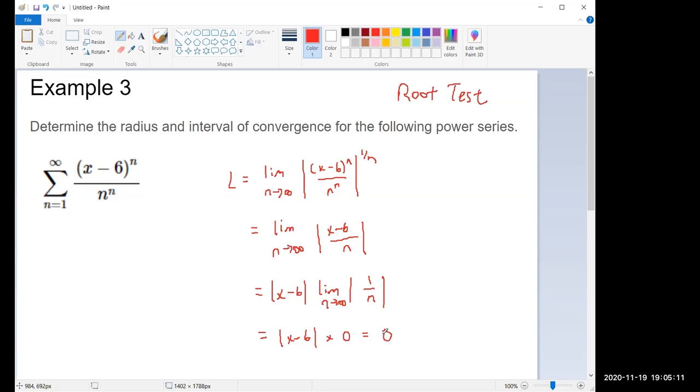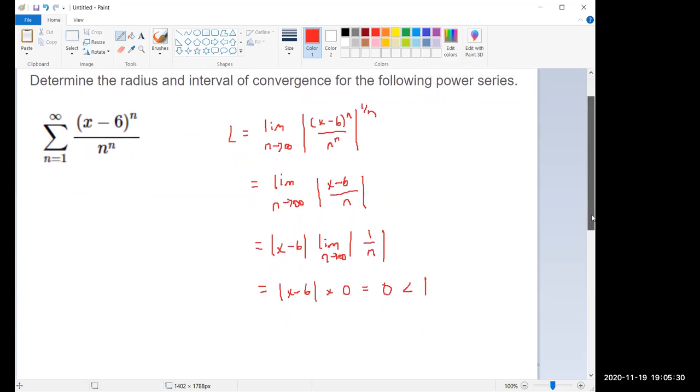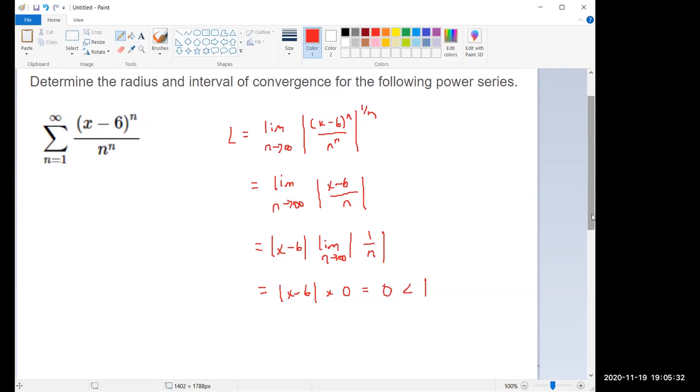So recall that the root test has the same conclusion as the ratio test, which means to find the interval of convergence, you do the same thing. You have to set it less than 1. So less than 1. All right. Can you guys solve for x now to figure out the interval of convergence? So we want to solve this inequality for x.